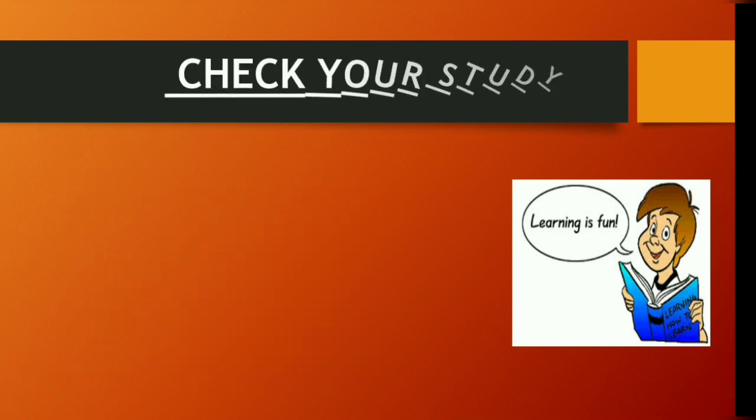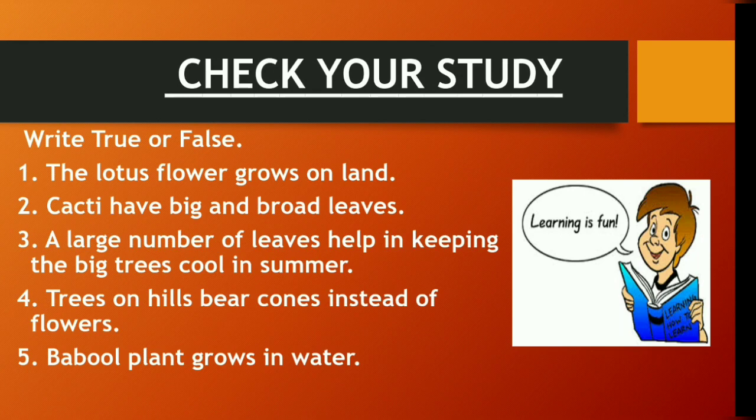So the last question, write true or false. The lotus flower grows on land. The answer is false. Lotus flower grows in water. Cacti have big and broad leaves. The answer is false. Why? Because cacti leaves change into spines, and big and broad leaves are found in plants which grow in plains. A large number of leaves help in keeping the big trees cool in summer. The answer is true, because a lot of water vapor is released during photosynthesis.